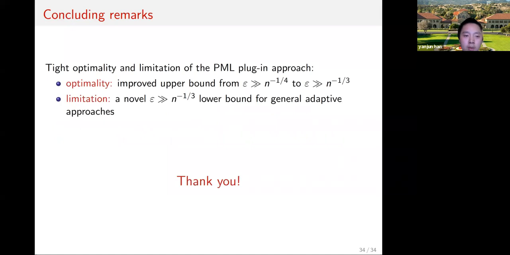So to conclude, in this talk, we studied the tight optimality and the limitation of the PML plug-in approach. For the optimality part, we improve the upper bound threshold from n to the minus a quarter to n to the minus one third. And for the limitation or lower bound part, we prove a novel epsilon much greater than n to the minus one third lower bound for general adaptive approaches. Thank you for your attention, and I'm happy to take your questions. Thank you.